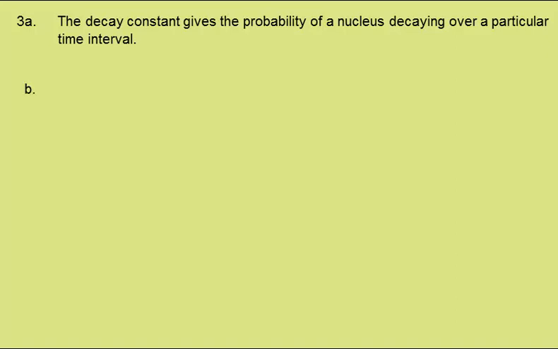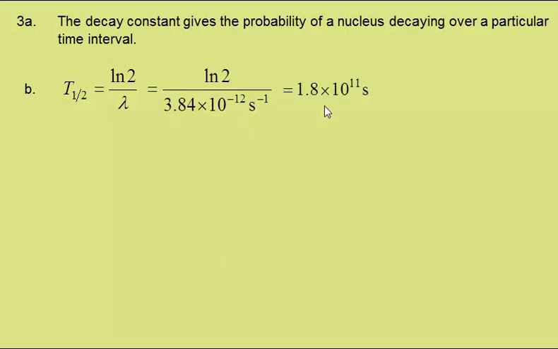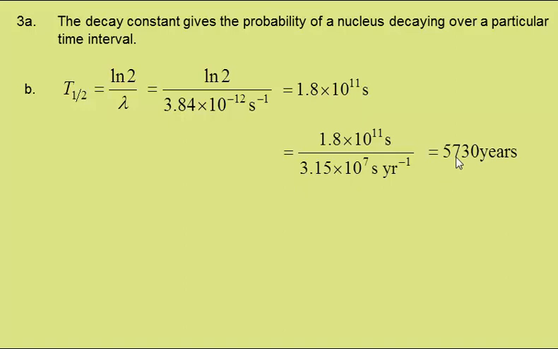In part B, we need to find the half-life of carbon-14 in years, given that a year is 3.15 × 10⁷ seconds. Well, half-life is given by the natural log of 2 over the decay constant. The decay constant was given in the question, giving a half-life of 1.8 × 10¹¹ seconds. Dividing this by the number of seconds in a year gives 5730 years. The answer is to 3 significant figures, as our data is to 3 significant figures.